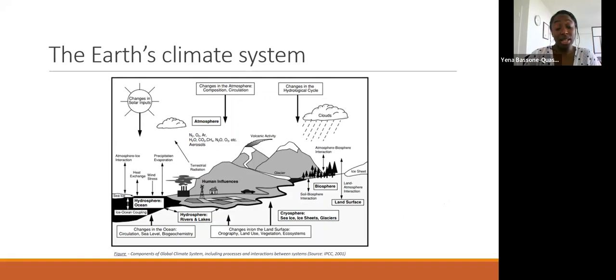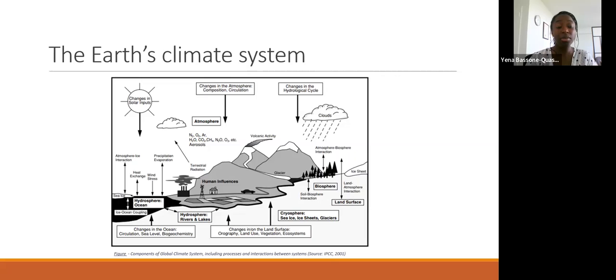So the Earth's climate system is one of the core concepts to understand in terms of the dynamics of climate change. There are a few components of the climate system, 5 major ones. There's the atmosphere, the hydrosphere, the cryosphere, the biosphere, and the land surface. We'll talk a little bit more about the atmosphere in the next slide and the role that it plays. But for now, this gives you an overview of the different components, and the interactions and processes between them.